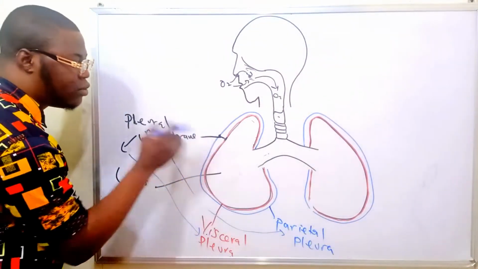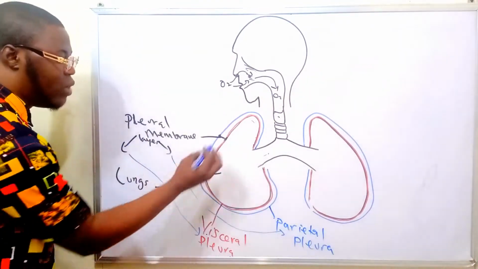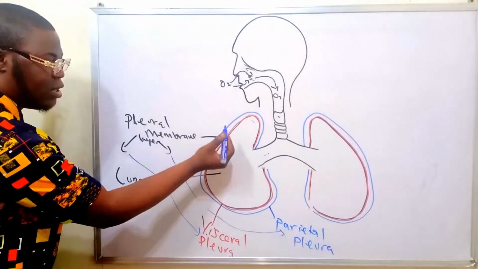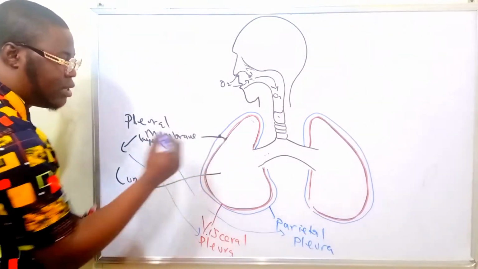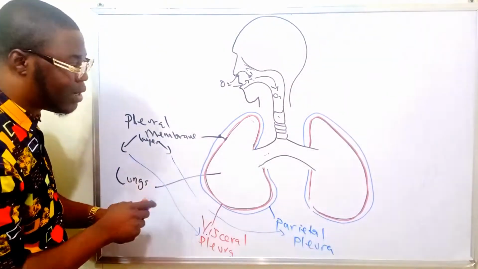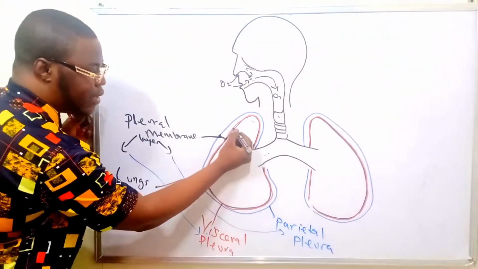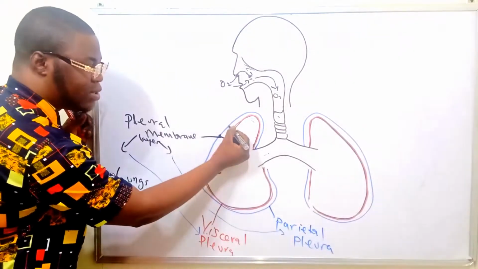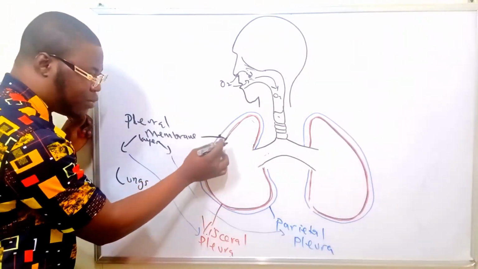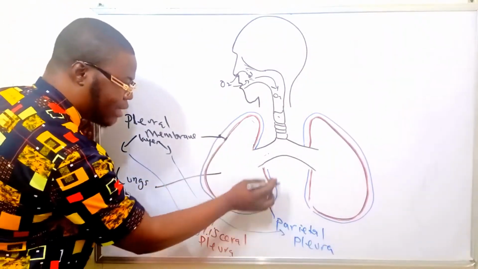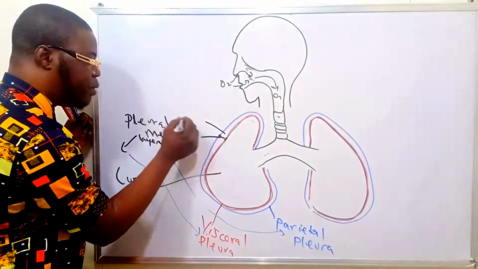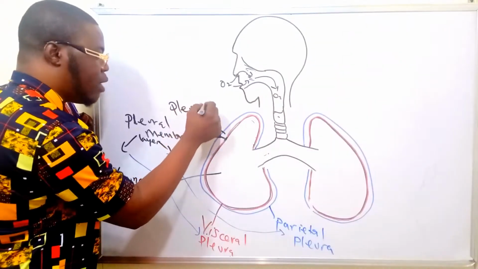Now, what we have to know after this, the point is that we have a space between these two layers. You can see this is the red marker and this is the blue marker. So this red layer is the innermost layer and the blue is the outermost. So between it, you see that we have a space there, and that space is called the pleural cavity.